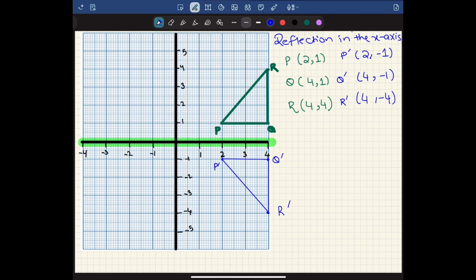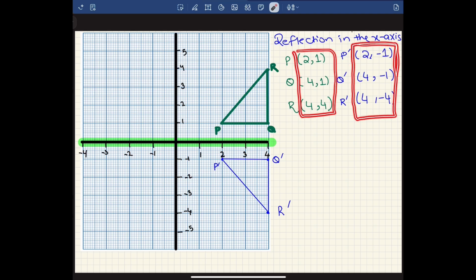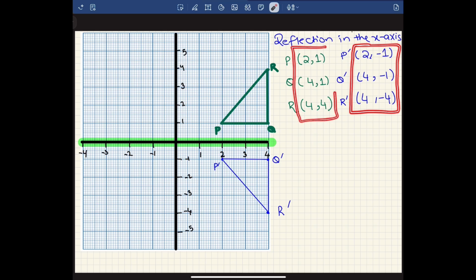Okay. Now, if you notice here, can you figure out what is happening, or can you figure out basically a rule that we can apply to find these image points when they are reflected in the x-axis? See, our x coordinates remain the same. And what happens to the y coordinates? This is 1, this is -1. This is 1, this is -1. This is 4, this is -4. So what is happening? Only the sign of your y coordinate has changed.